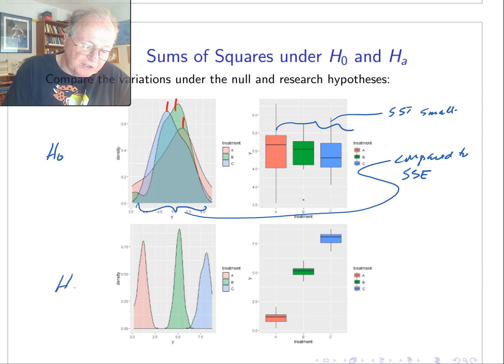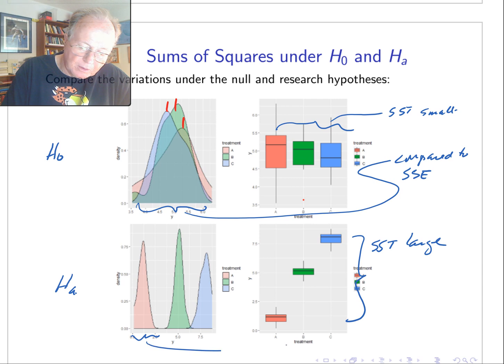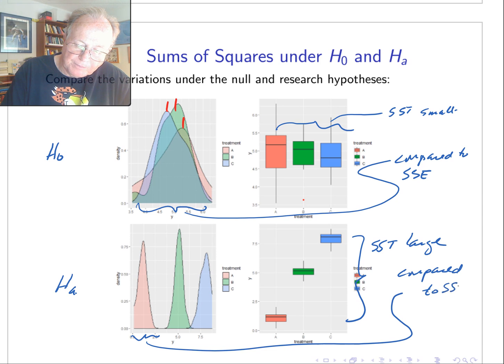Under the research hypothesis, now the sum of squares for treatment is large compared to the sum of squares for error. Fisher seized on this and he says, gosh, when this ratio is large, the means are going to be different. So we can actually compare the means, not by comparing means at all, but by comparing variation.